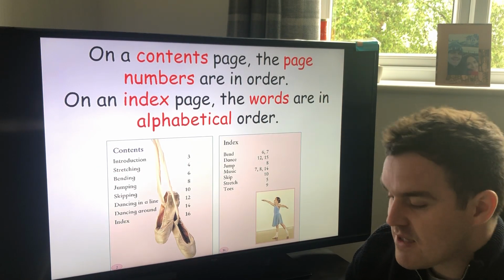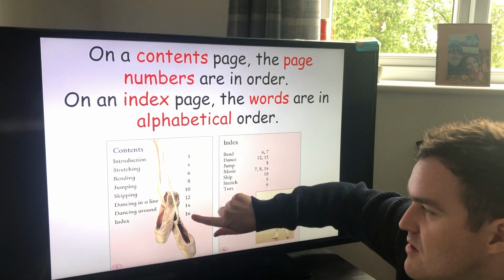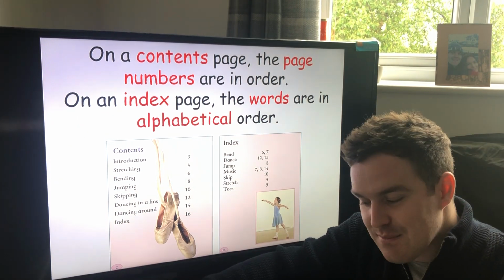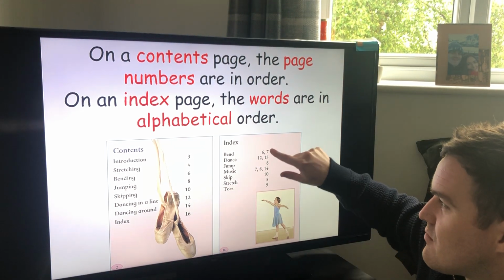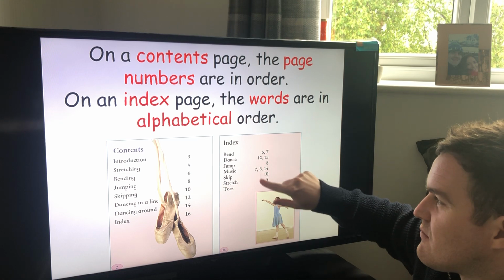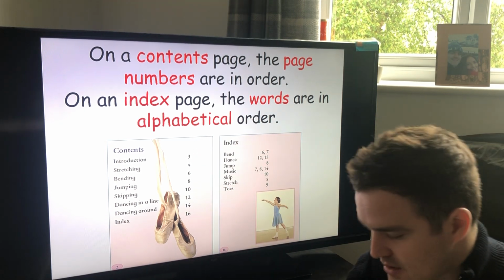So on a contents page, page numbers are in order. See, they're going from smaller numbers up to the biggest numbers. But in an index, they can be in any order, but the words are in alphabetical order. So whatever page they're on, they're not in any order. But you see these, they're getting smaller to bigger on a contents page.